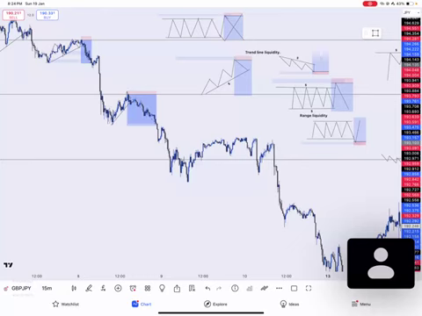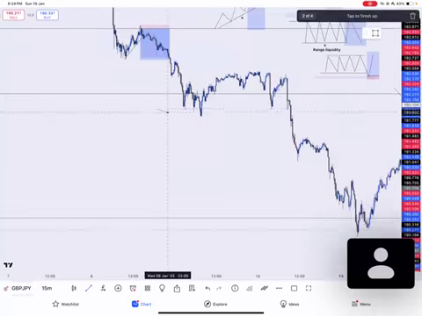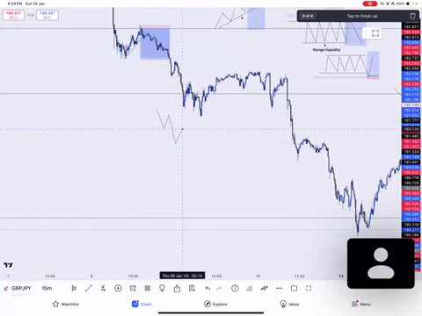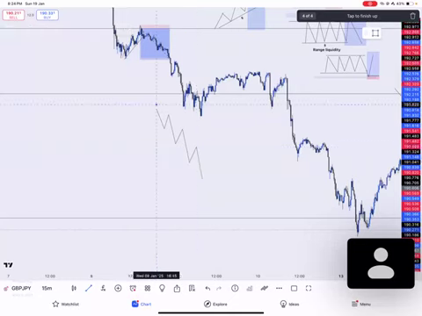For example, if you're looking to sell and before price approaches your sell POI it is making a series of lower highs and lower lows, lower highs and lower lows, lower highs and lower lows, this gives me enough conviction to actually go for a buy.